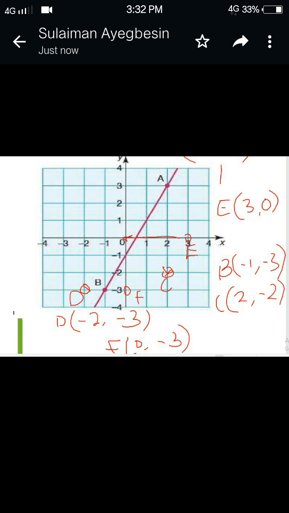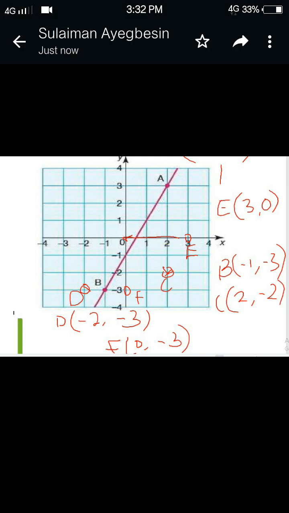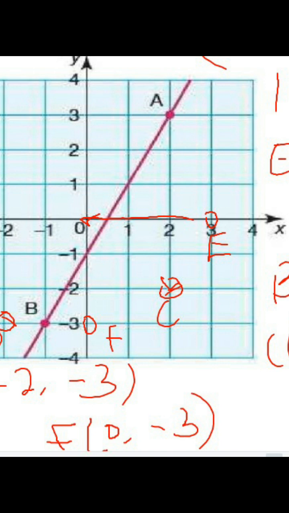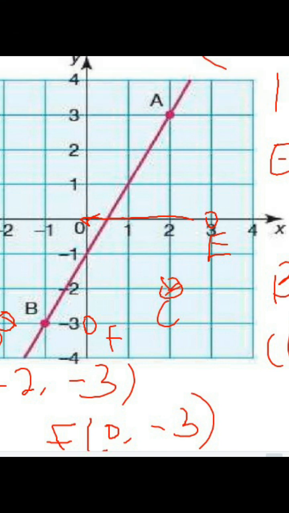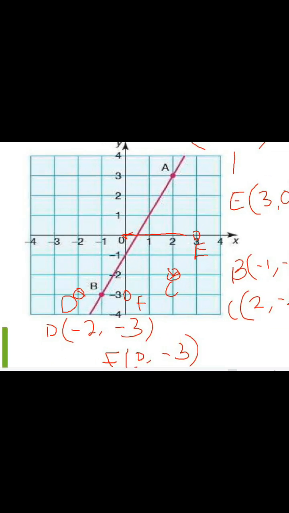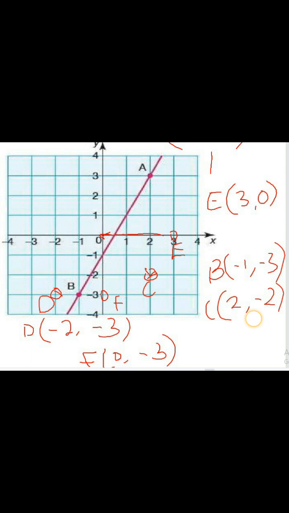Now C, this is point C here. If you trace it to the x-axis, horizontal axis, it gives you 2, comma, if you trace it to the y-axis, it gives you -2. So that is 2 comma -2. So that is for point C, 2 comma -2.